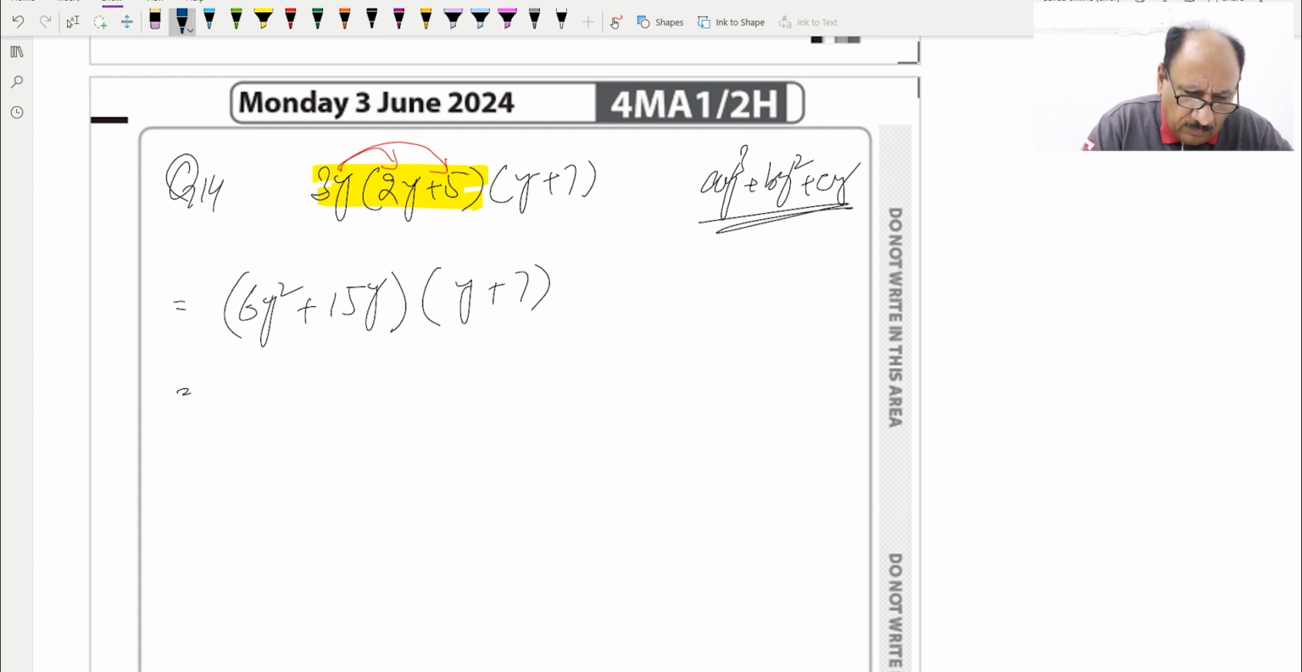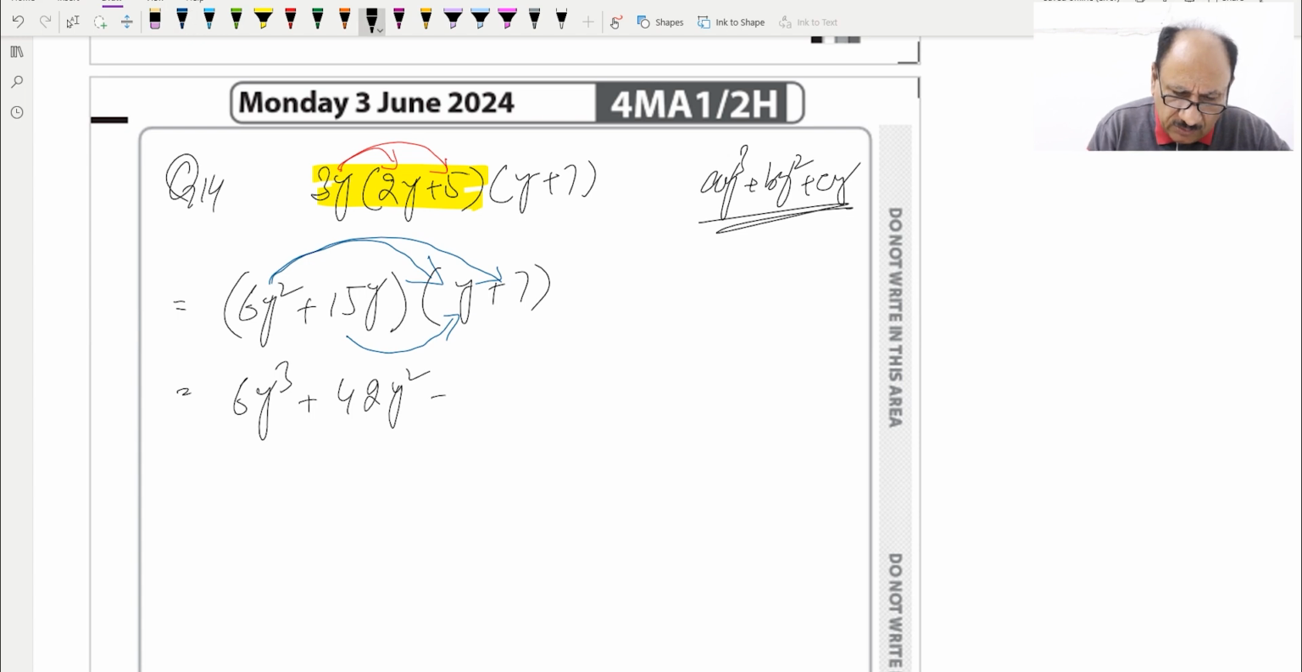Next we can multiply 6y square with y, and this will be 6y cube, and then multiplying 6y square with 7, plus 7 into 6 will be 42, so 42y square. And next we need to multiply 15y with y, and this will give us plus 15y square. And next we'll be multiplying 15y by 7, so 15 into 7 will be 105, and this will be 105y.